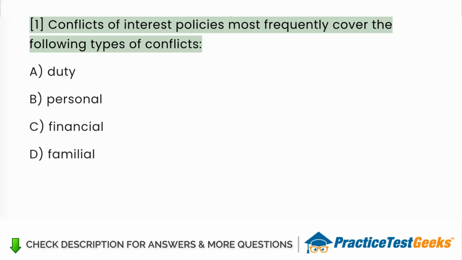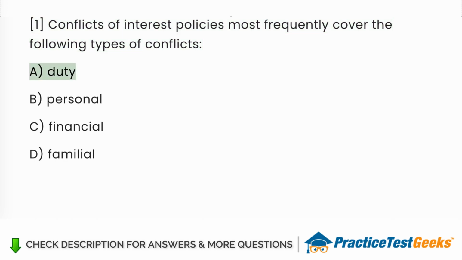Conflicts of interest policies most frequently cover the following types of conflicts. A. Duty. B. Personal. C. Financial. D. Familial.